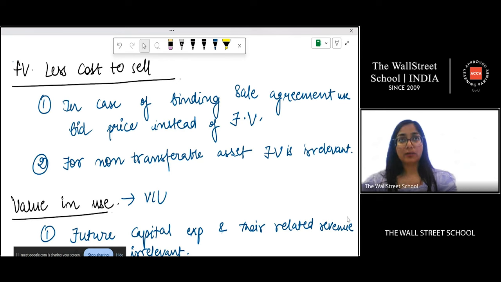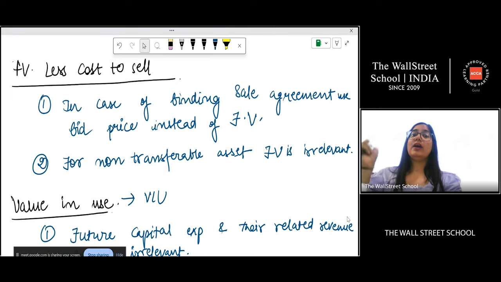So sometimes there is a sales agreement that is binding, and we have already predetermined the value of the asset. I'll be selling my asset, I have already agreed it with you and I have a proper written document for the same, so in that case I cannot record the asset based on the market value. Reason being, I have already had an agreement that I'll be selling my asset to you for this particular amount. So we do not have to calculate the fair value less cost to sell. Whatever is the bid price, the price we have already decided. Let's say I have already agreed with you that I'll be selling you my asset for $10,000.